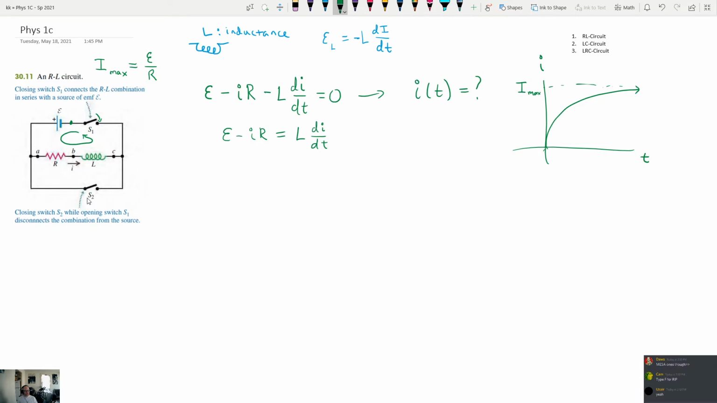Just letting you know. Yeah, what do I do next here, then, if I want to solve this equation for the current? Keep in mind that E, R, and L are constants. They're just constant numbers.